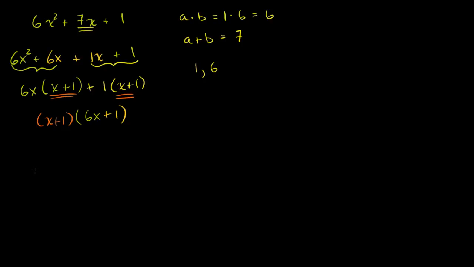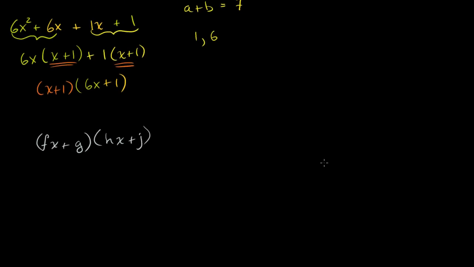So let me use completely different letters. Let's say I have f(x) plus g times h(x) plus j, and I'll use j instead of i. You'll learn in the future why I don't like using i as a variable. So what is this going to be equal to?